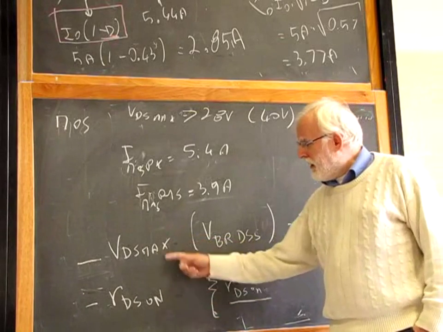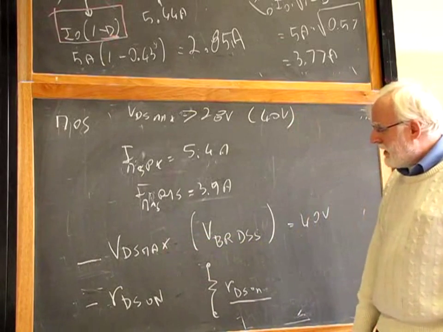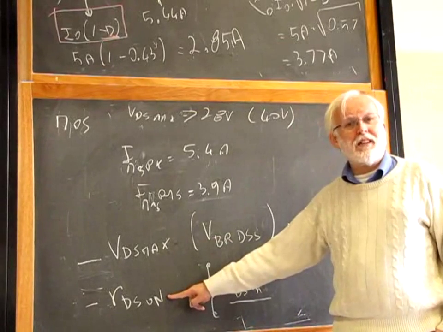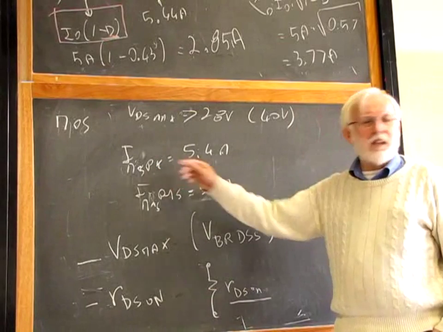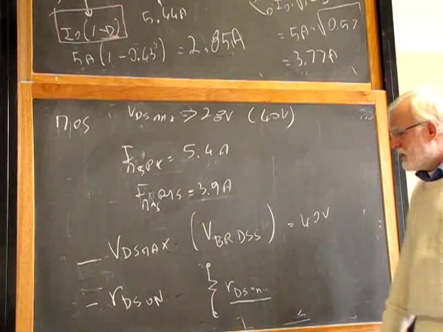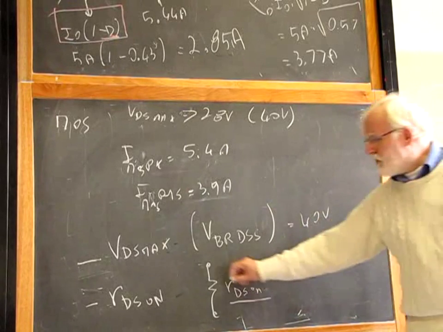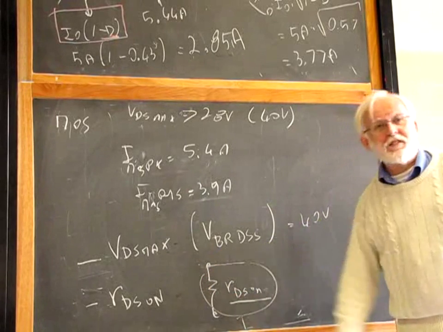Those are the most difficult requirements, constraints to satisfy. Once you have a reasonable RDS on, you check the current, and the current is more than this, almost always. How do you choose the RDS on for a MOS transistor?